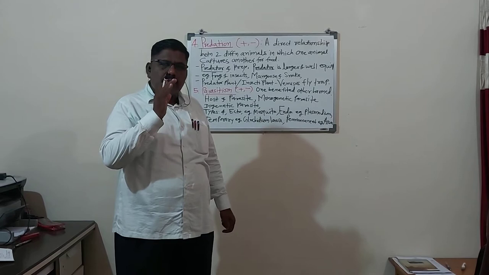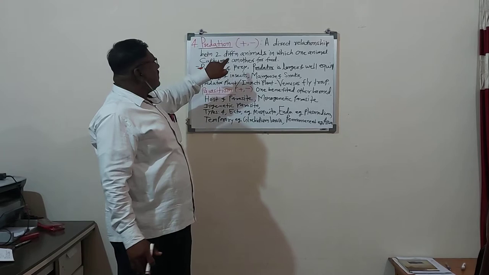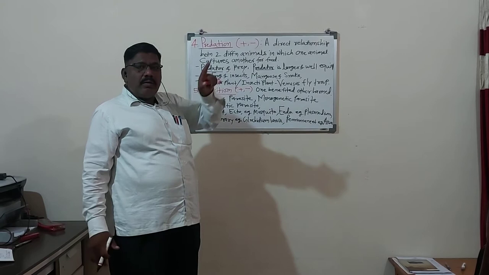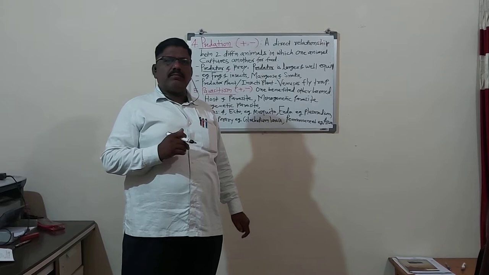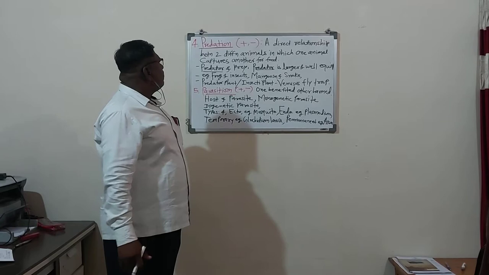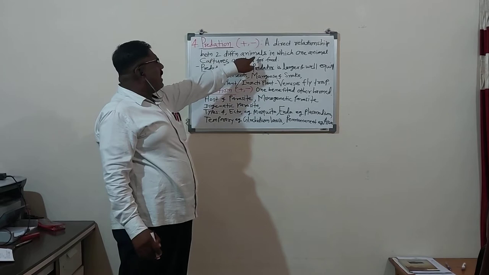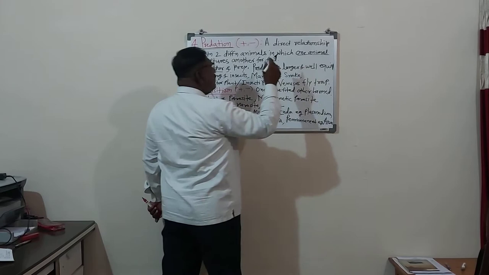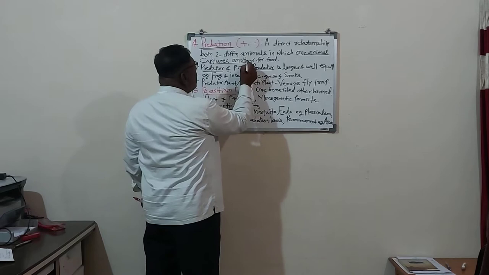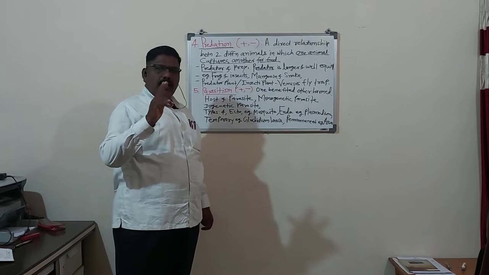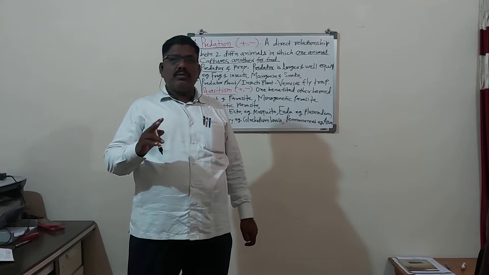Here there is a direct relationship. In that relationship, one partner captures and finishes the other animal, which is in the interaction, and it is eaten by that. So such type of interaction is called the predation. Remember, predation is a direct relationship between two different animals in which one animal captures the other for food, kills it, and eats it. So here, in the biotic interaction of two animals, one is benefited and the other is in loss, killed, finished.